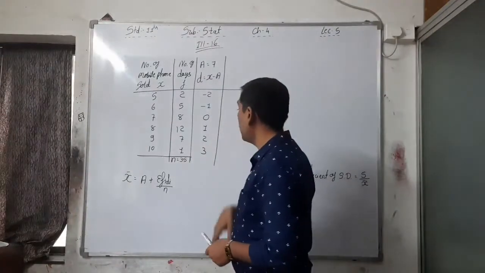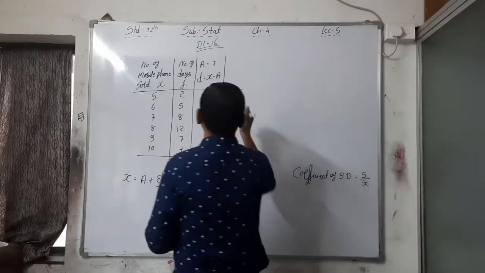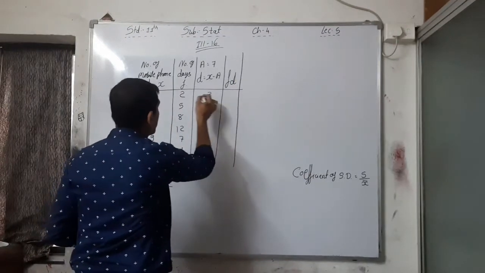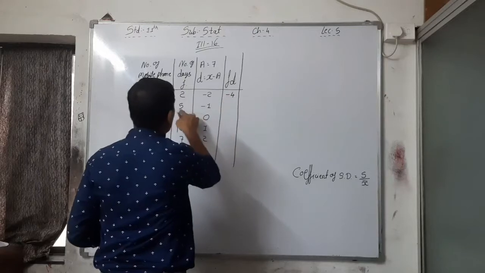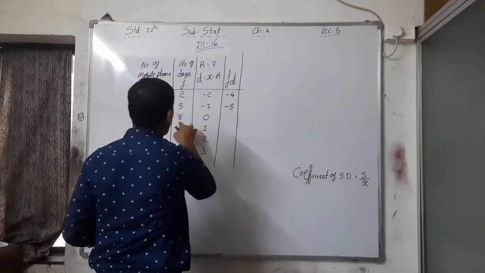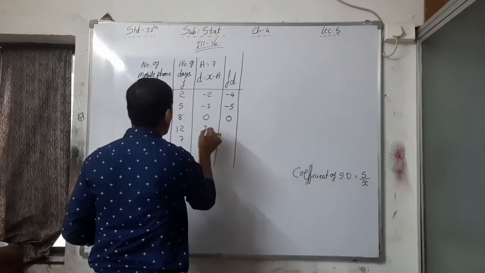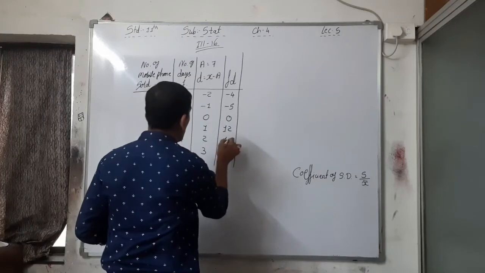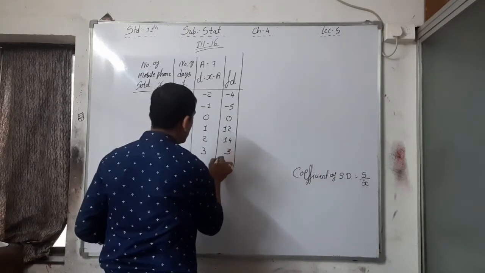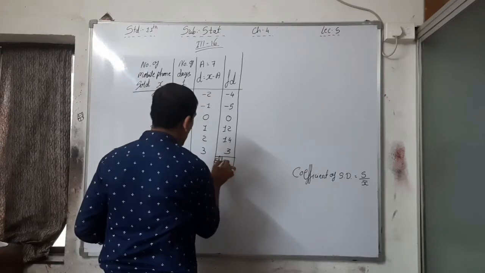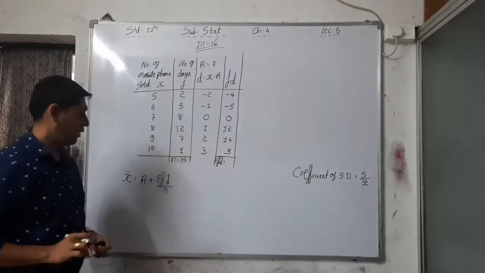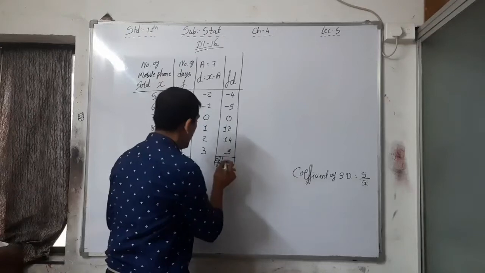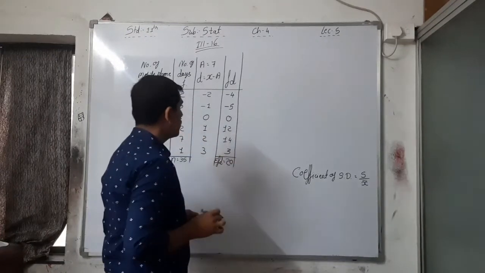Okay, now here what do we need? FD, that is multiplication of these two, fidi, that is fd. 2 2s are minus 4, 5 1s are minus 5, 8 0s are 0. Then 12 1s are 12, 7 2s are 14, and 1 3 is 3. Sigma fd, or you can say sigma fidi, what is the total? See here, 20 is the total. Do it by yourself.